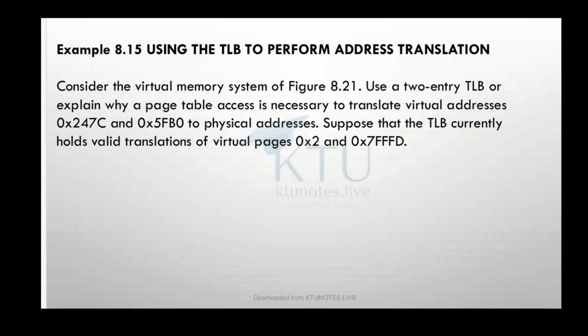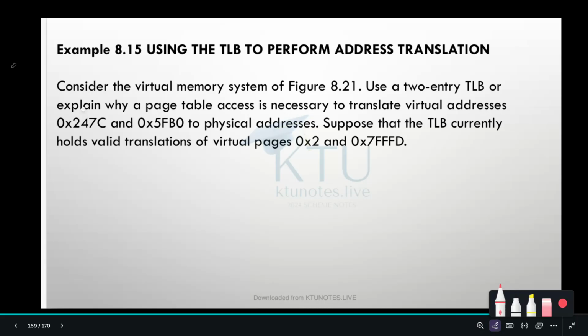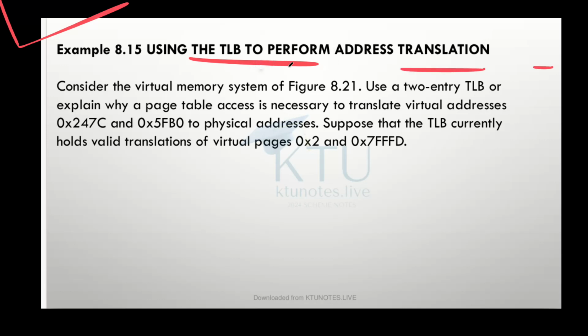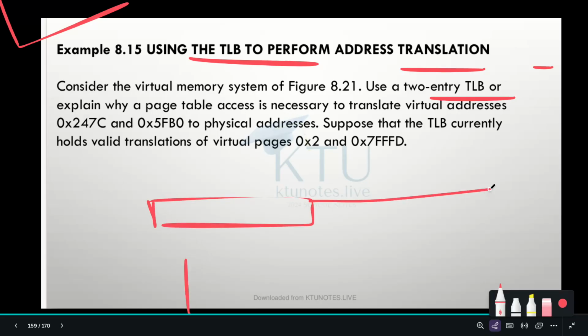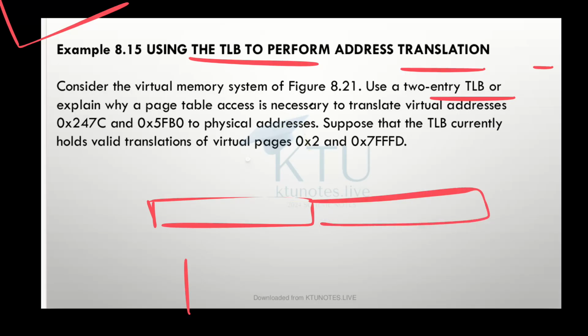Now let's do this example, using the TLB to perform the address translation. We are going to use a 2 entry TLB. 2 entry TLB means there are 2 ways in which you can arrange the data in the TLB. You are given some virtual addresses. Suppose the TLB currently holds valid translations of virtual pages 0x2 and 0x7FFD, and the virtual addresses given to us are 0x2FC and 0x5FB0.